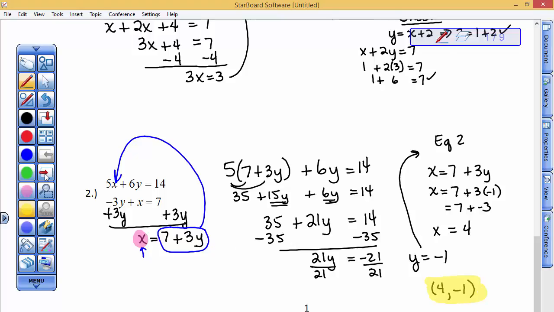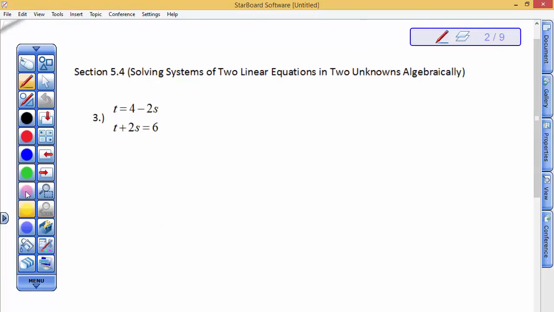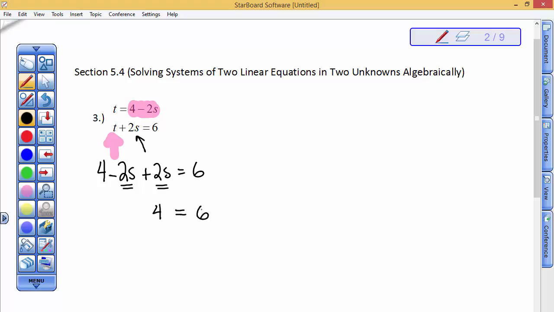So in number 3, the letter T is isolated. It is equal to 4 minus 2s. So right there, I'm going to put in 4 minus 2s for T. However, I have a plus 2s right there as well. And when I collect these like terms, a negative 2s and a positive 2s, they add to be nothing. So the s's are gone, and I have a statement that's called 4 equals 6. Oh my. 4 does not equal 6. There is no solution to this problem.